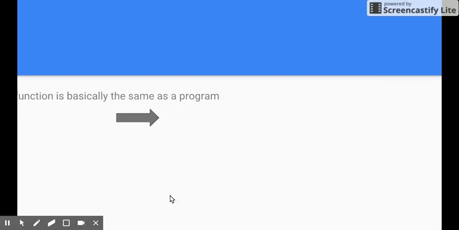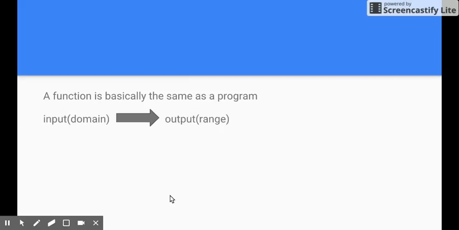Okay, so let's look at what a function is. Now, a function is basically the same thing as a program. You have your input, which we call the domain, and your output is your range. It is what you get. So these are two terms you're going to need: domain, which is input, and range, which is output.